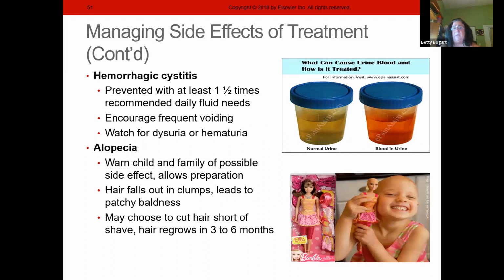Sometimes they have hemorrhagic cystitis. Again, trying to get fluid in them and give them frequent small sips of their favorite whatever it may be. Maybe we don't believe in that, juice or soda, but the kid's going to drink it. They need the fluid, right?